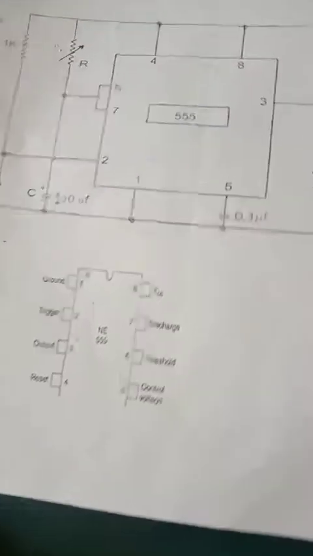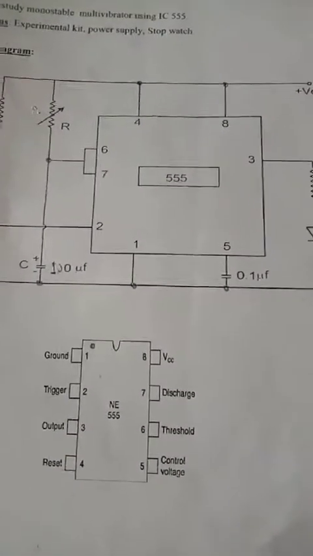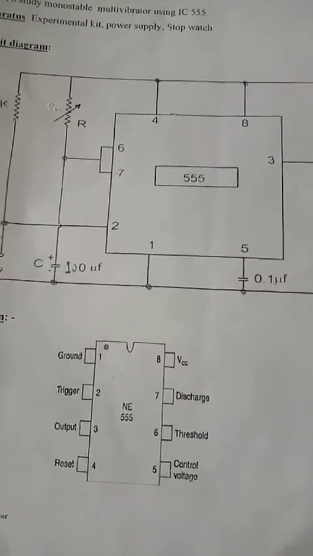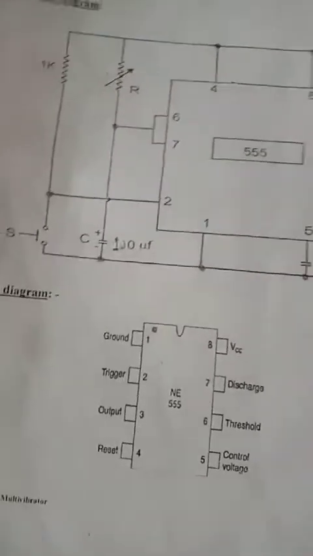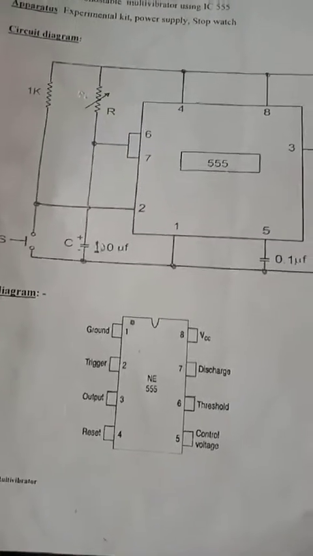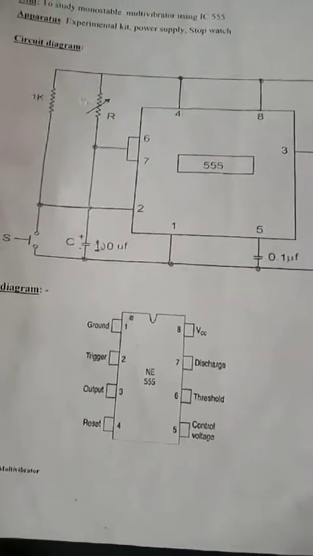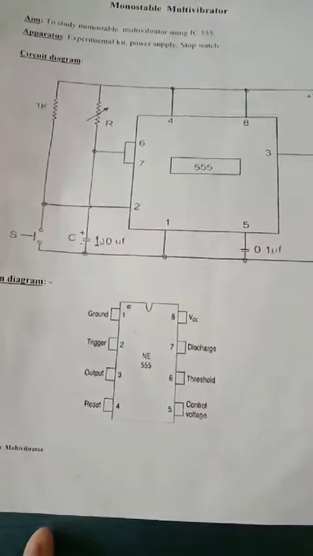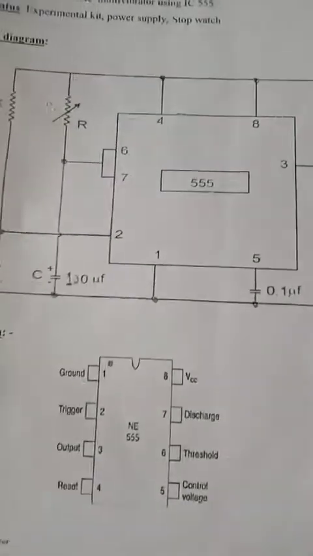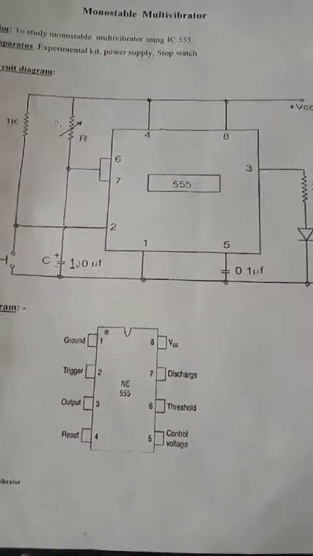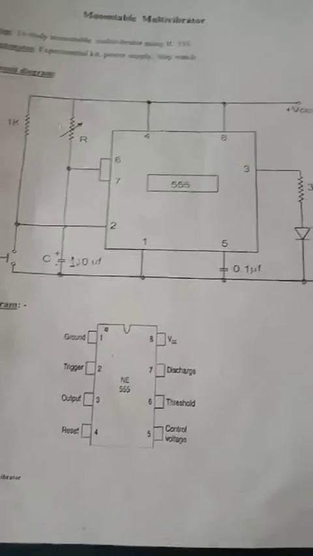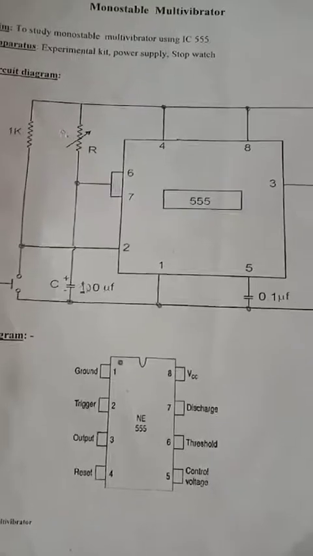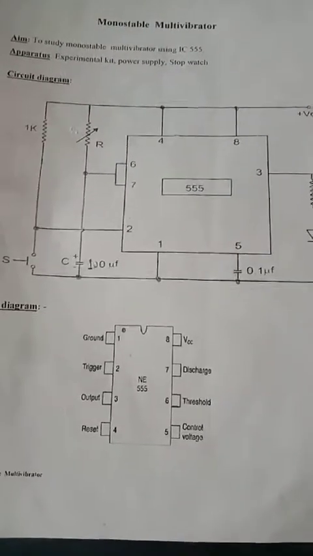We know that in IC 555 there are two comparators. These comparators are opposite type comparators. The upper comparator is a non-inverting type, whereas the lower comparator is an inverting type comparator. IC 555 can be used in three different modes: astable multivibrator, monostable multivibrator, and bistable multivibrator. So here in this experiment we are using IC 555 in monostable mode.